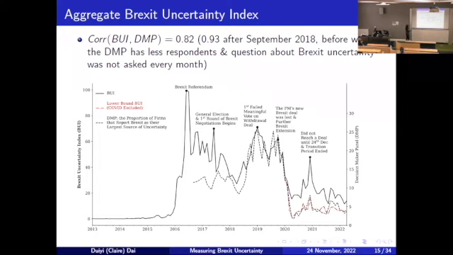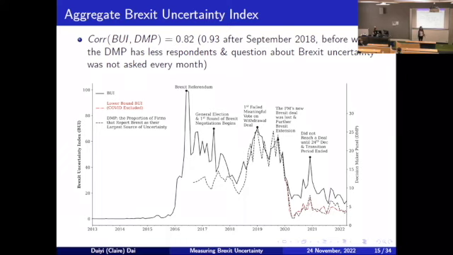You can see the main spikes of the indexes happened during the Brexit referendum and also the general election. And here the failed meaningful votes on the withdrawal deal and also further Brexit extensions. And this point is when the transition period ended, just before the TCA was reached.